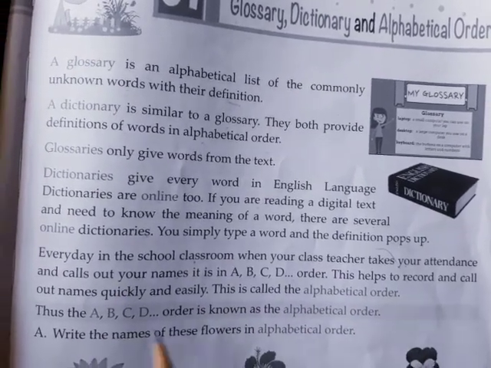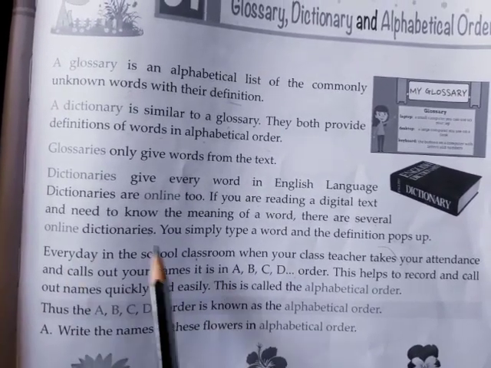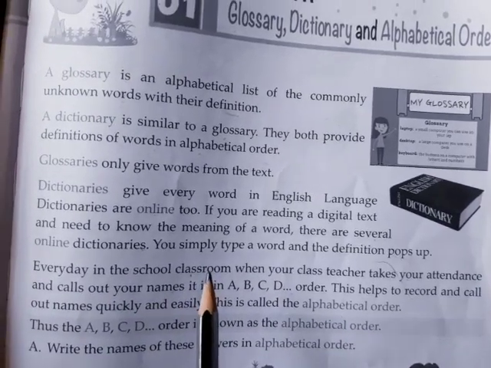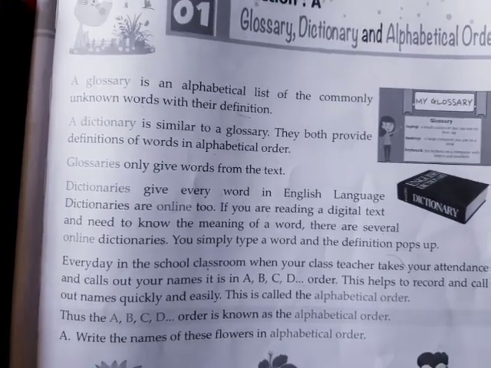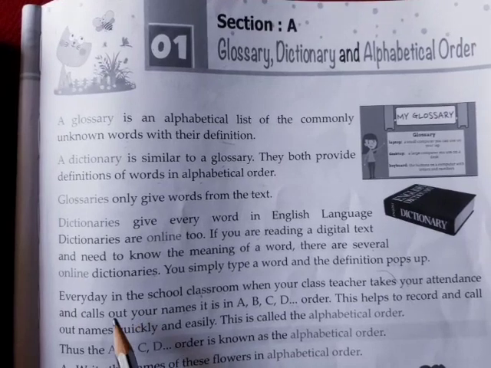I've already explained to you what the alphabetical order is, but here the example is given that every day in the school classroom, I'm sure if I take the attendance or the other teacher takes the attendance in your classroom, how do we call out your names? How do we take your attendance in class? We call out your names in the alphabetical order.